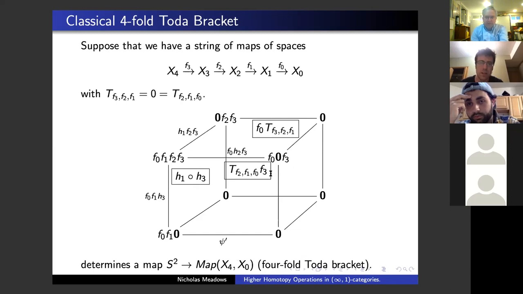And the left face of this, which I labeled H1, H3, is going to be just a product of homotopies in some sense. Then the remaining two faces are just zero. So they're just like the zero map from a square to a point zero. And this determines a map from a two-sphere to the space of maps, because the boundary of a cube is homeomorphic to a two-sphere. Okay, good.